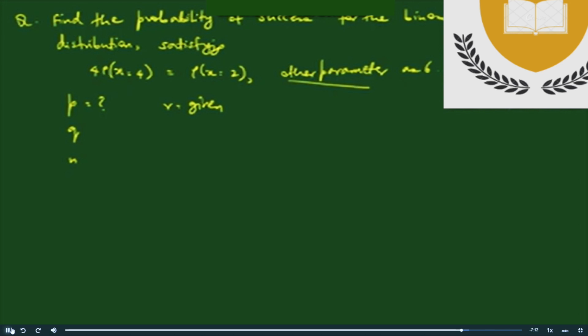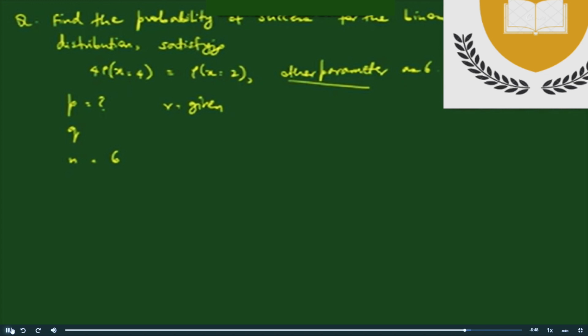When they say other parameter, how do you know what it is? Apart from p and r, we have q and n. Now q or p cannot be more than 1, because p plus q itself is 1. The maximum probability is 1. So 6 has to be nothing but n. So we have found that n is equal to 6.